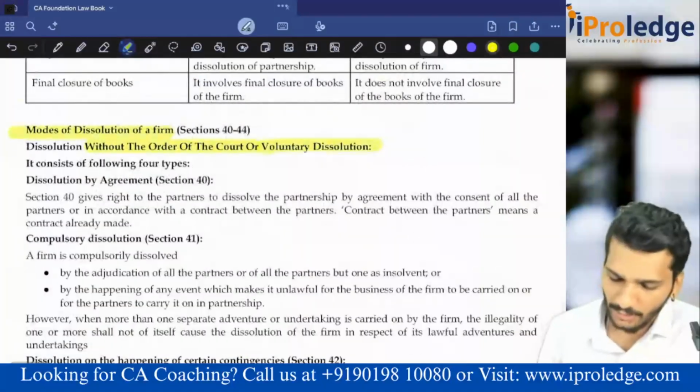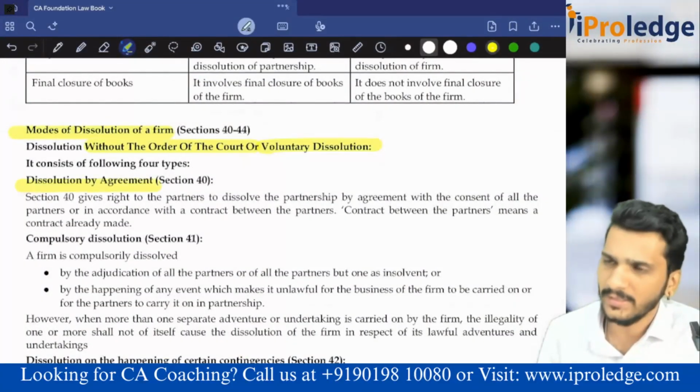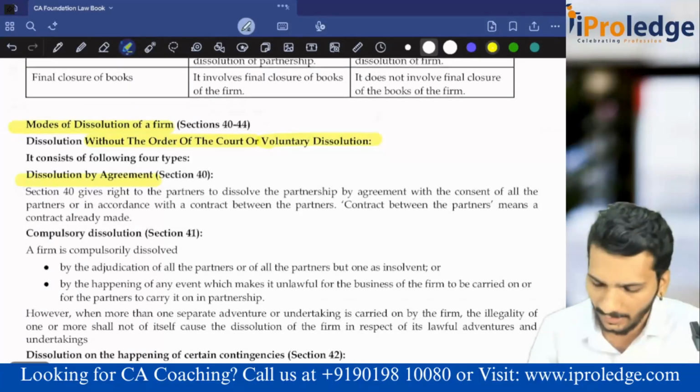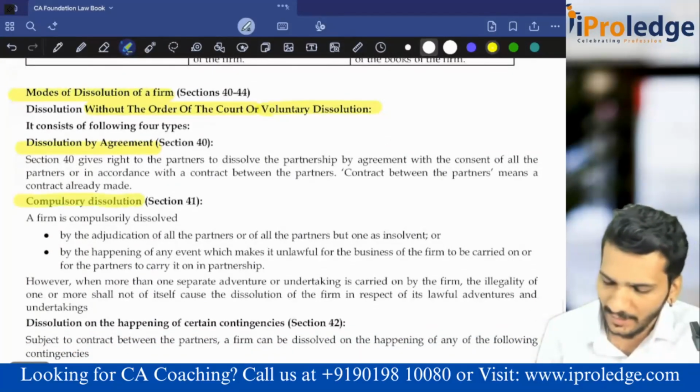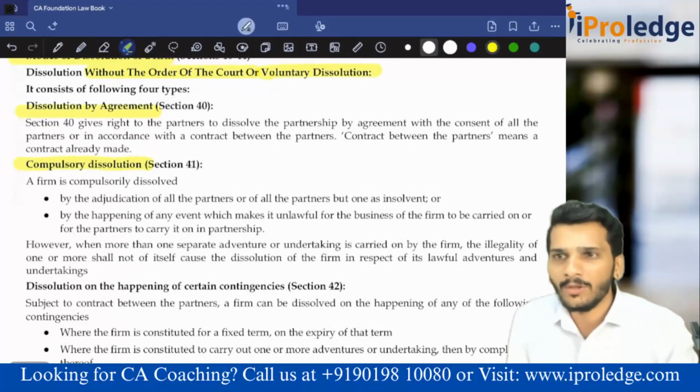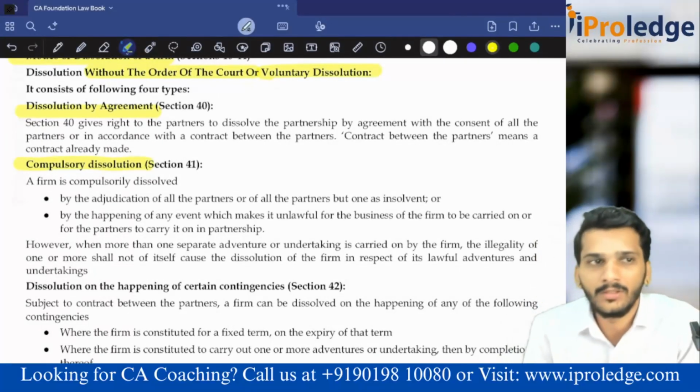Voluntary dissolution is like by agreement you decide, okay, we will start the business, we will end the business, that is over. That is voluntary agreement. Then compulsory dissolution. When it is compulsory dissolution, compulsorily you have to dissolve. You have no other option other than to dissolve.